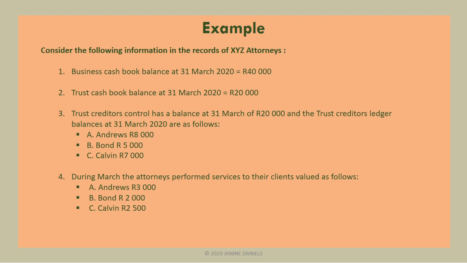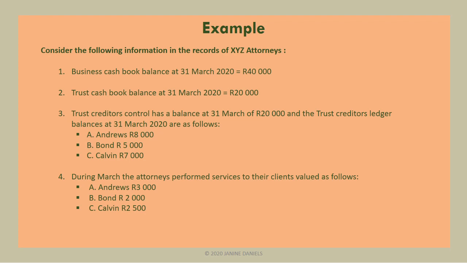The trust creditors control account balance at 31 March 2020 is 20,000 Rand, and the trust ledger balances at 31 March 2020 are 8,000 Rand belonging to A. Andrews, 5,000 Rand belonging to B. Bond, and 7,000 Rand belonging to C. Calvin.